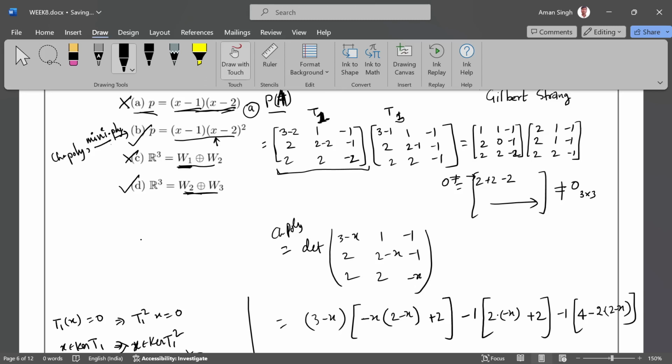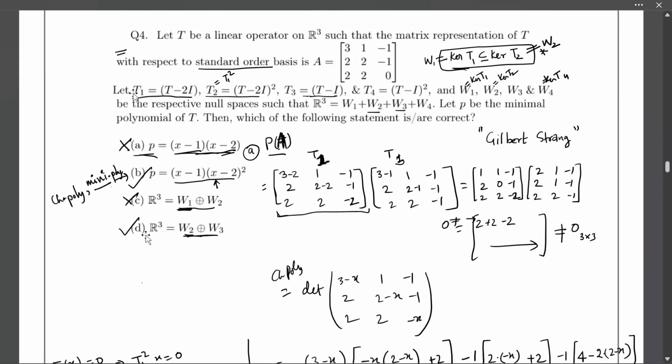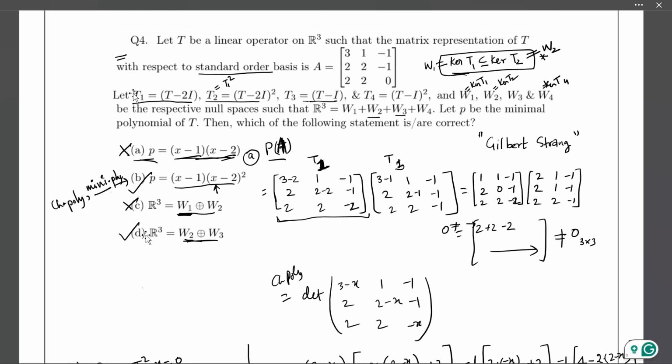A is the 3 by 3 zero matrix. Also, B is correct, sir. B is correct because B satisfies T. What is P? P is the characteristic polynomial as well as the minimal polynomial. A is satisfying the 3 by 3 zero matrix. If A is the zero matrix, B is also correct, sir.